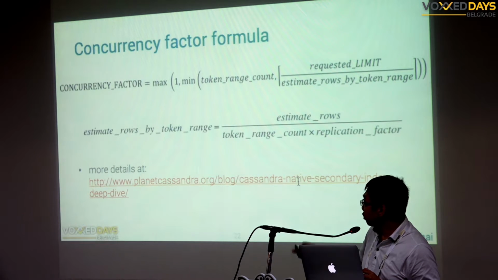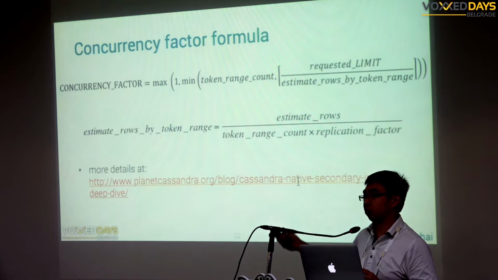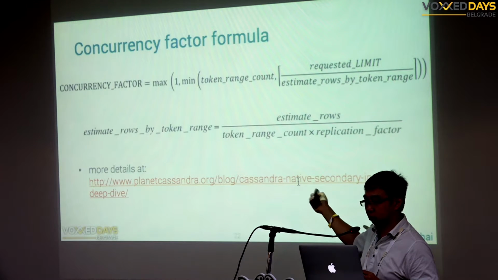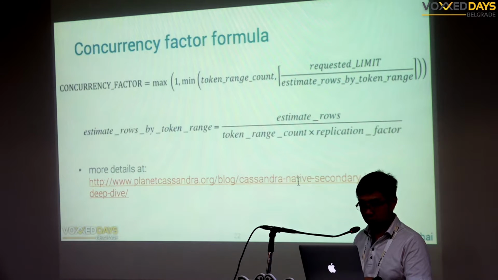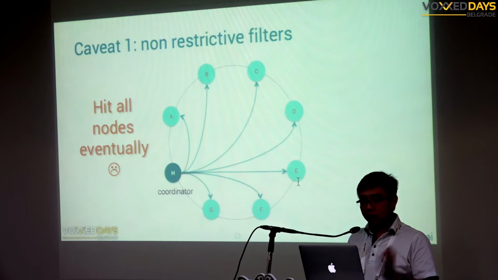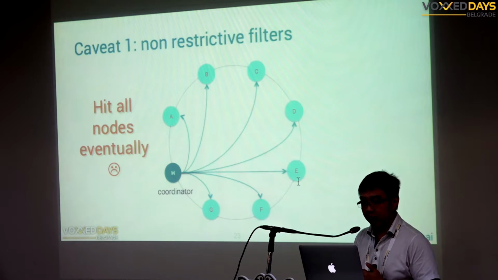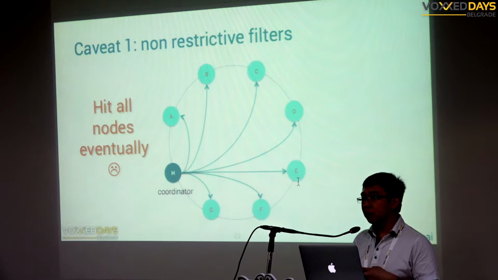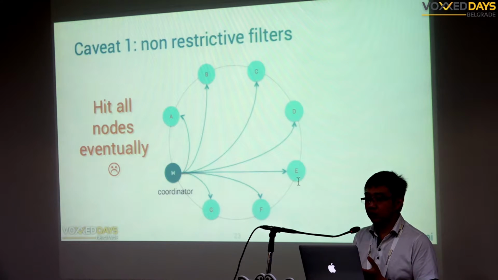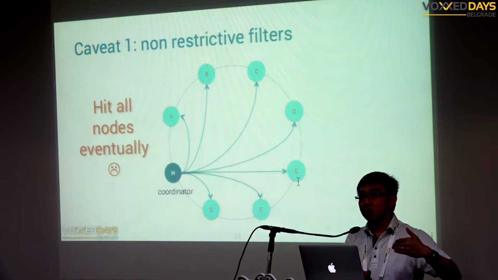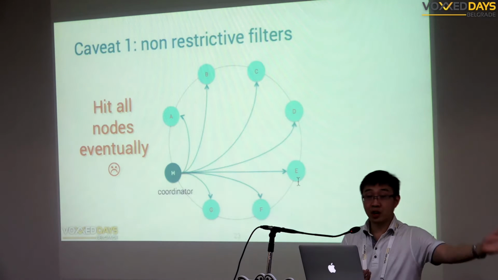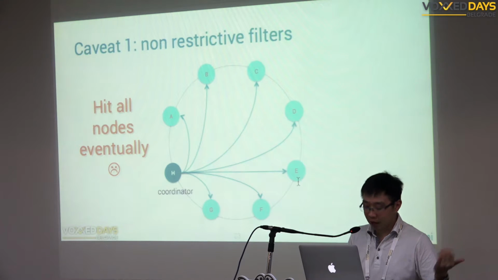You can have more details about this formula on a blog post I wrote. I am not going to explain those formulas in detail, just to show you how it works. There are some issues with this kind of distributed index. If you issue a query with non-restrictive filters, eventually you will scan the whole cluster. If you have a cluster of 1000 machines, you will scan 1000 machines, which is bad.